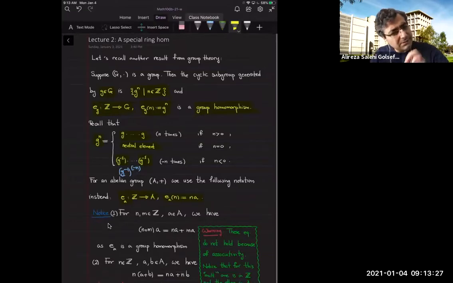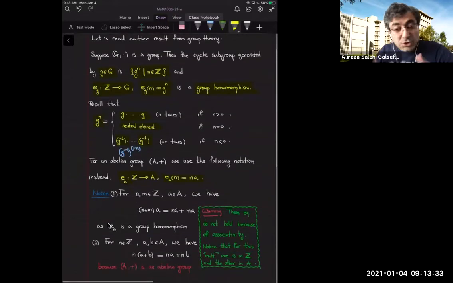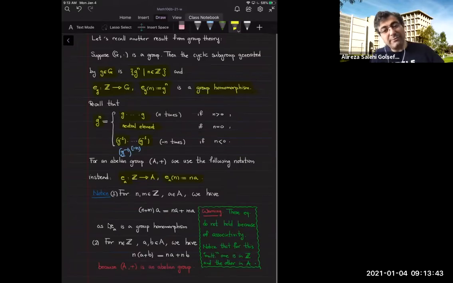Okay, but there is a warning over here that we have to be careful about. This is a new multiplication. Even here, I'm not assuming that capital A is a ring. So do not get confused between ring multiplication and this multiplication. This is a multiplication that comes from group theory. It is not a ring structure here. Here I only have an abelian group.